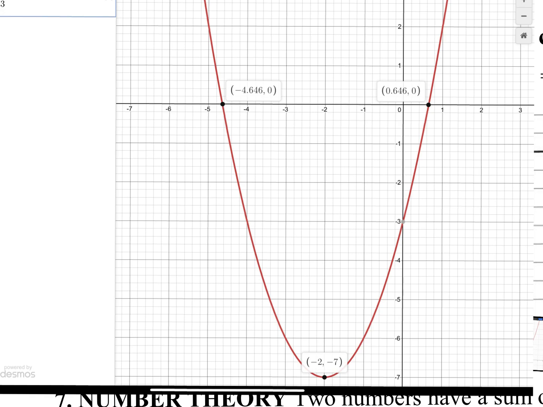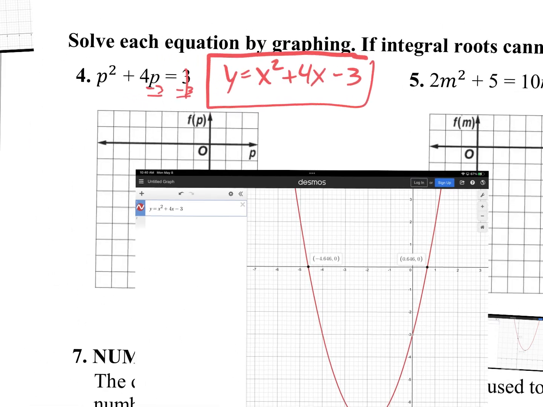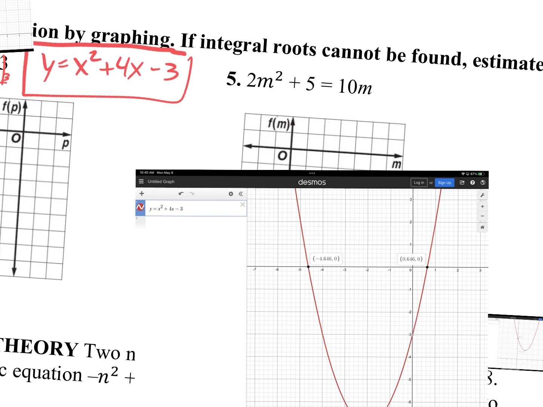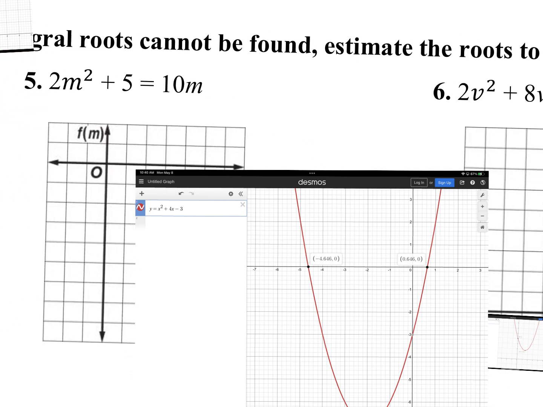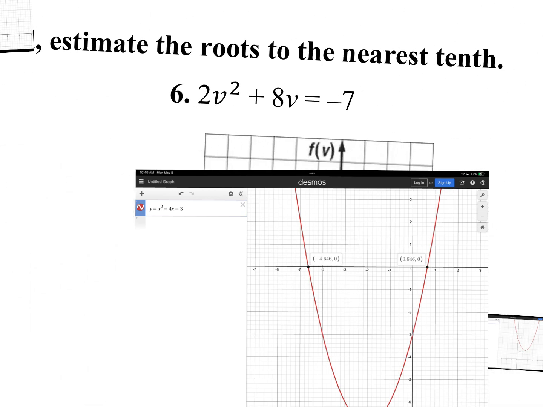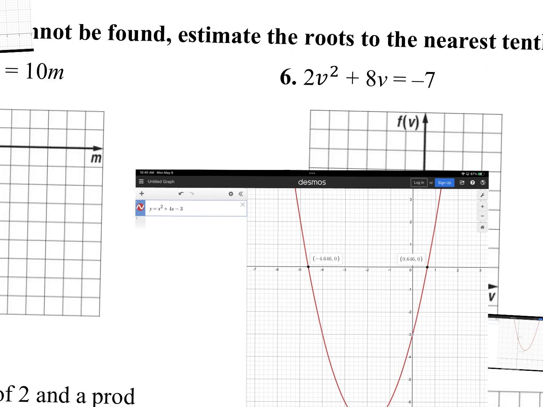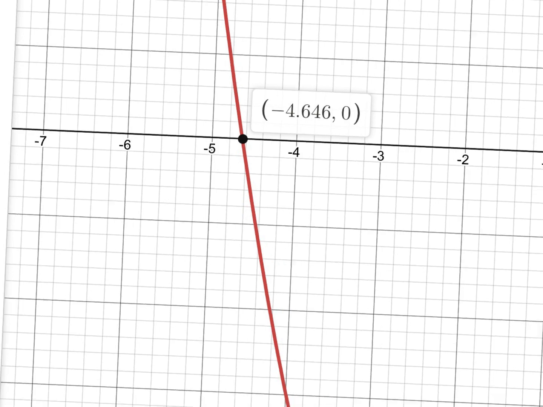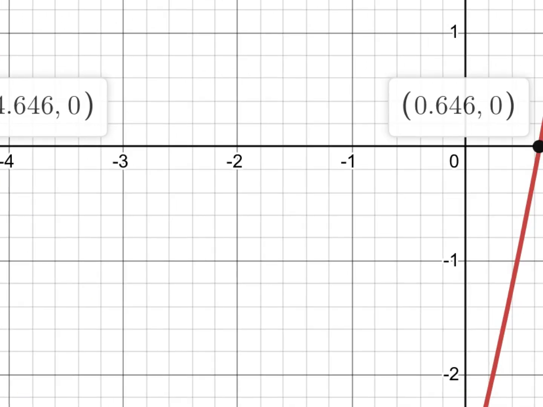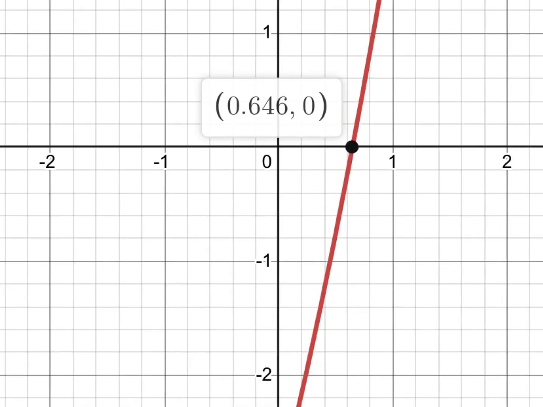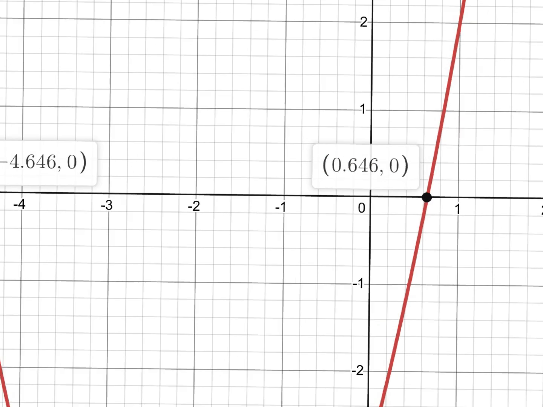And the instructions in this section say, solve each equation by graphing. If integral roots cannot be found, that means if nice numbers can't be found as answers, estimate the roots, estimate the answers to the nearest tenths, okay? So right here, you would say it's about -4.6, right? And also, x equals about 0.6, right? So those are your answers, más o menos.